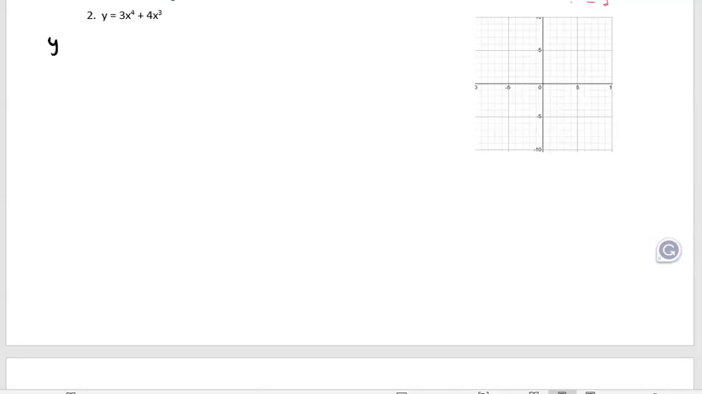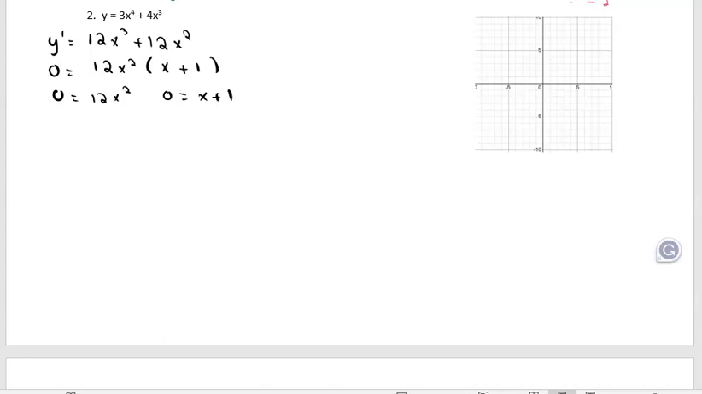So our first derivative will look like y prime equals 12x to the 3rd plus 12x squared. Then we need to take our first derivative and set it equal to 0. I'm noticing that there's a 12x squared in common here, so I'm going to pull that out, which will give me 12x squared times x plus 1. That means I can set each of these factors equal to 0 and solve it down.